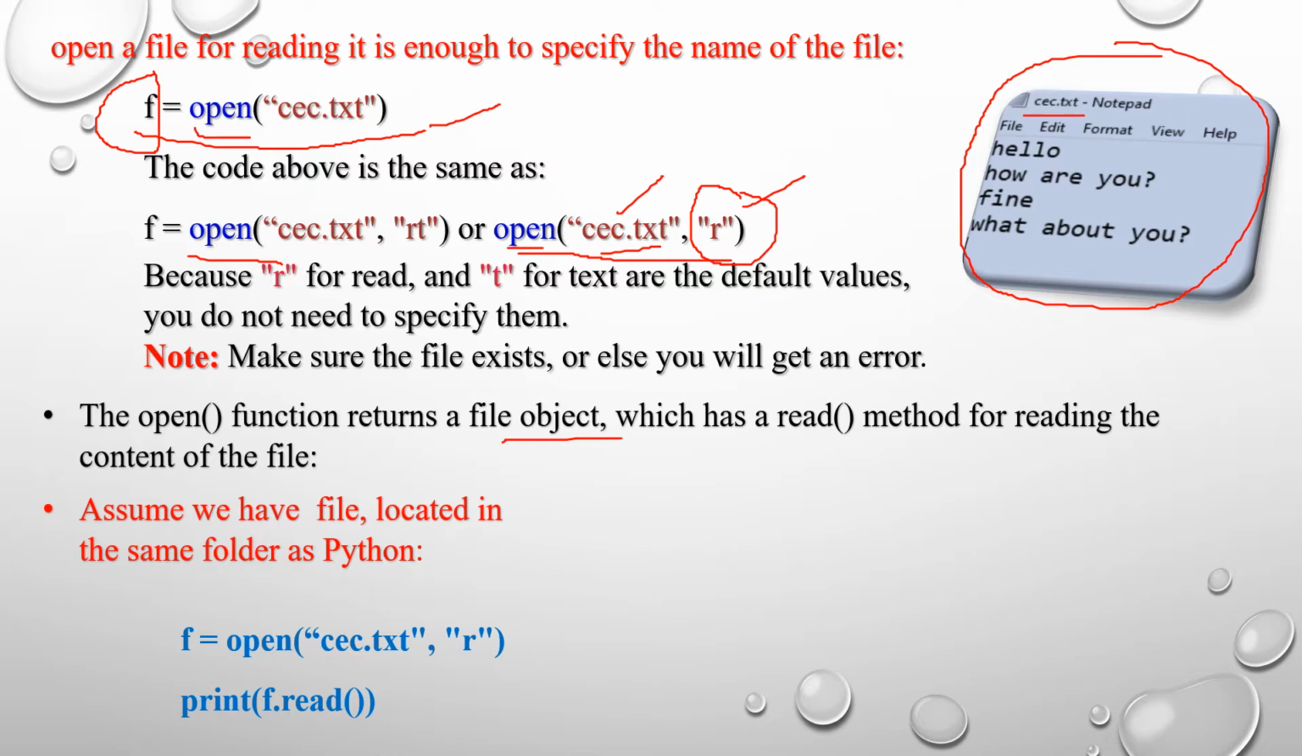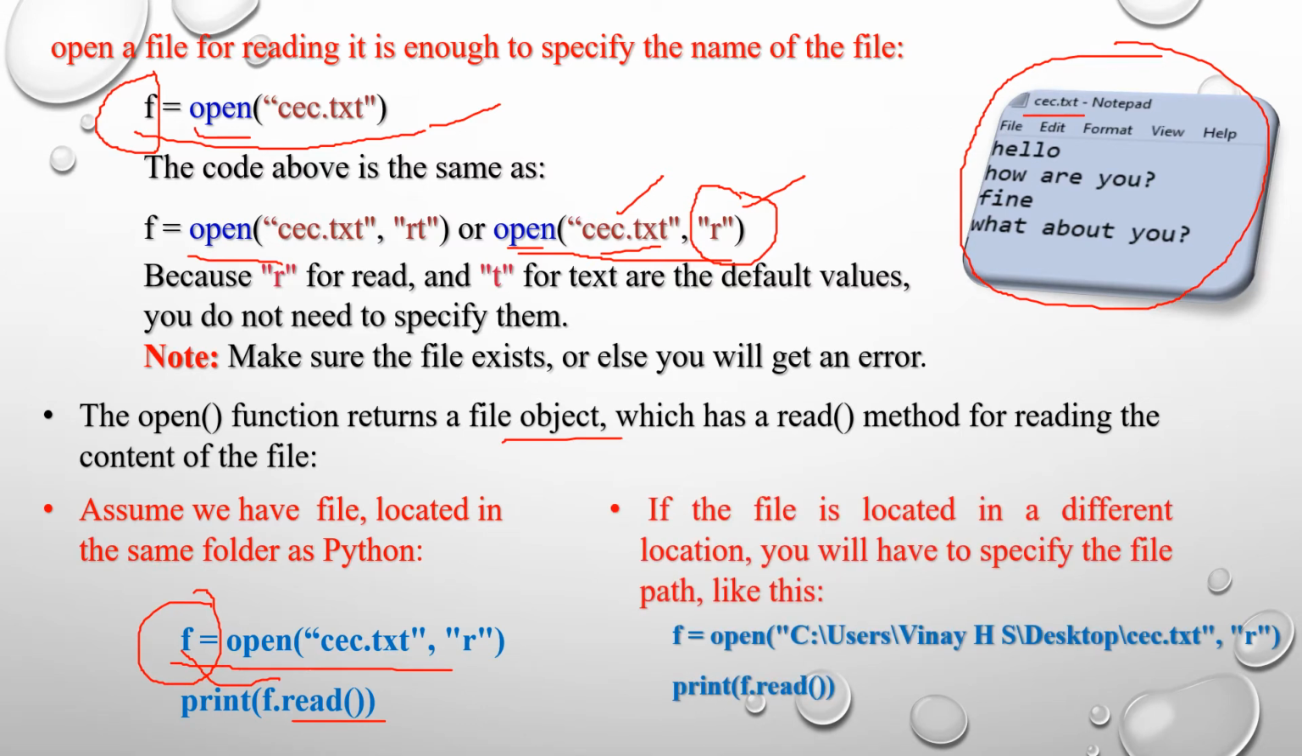In this case we can say open('cc.txt', 'r'), where cc.txt is the file name. After that, we have to print the file content. So print, and the file variable is f here, f.read. read is the built-in function. So these two instructions open the text file when the text file and the Python program file are in the same folder. Otherwise, we have to give the file path.